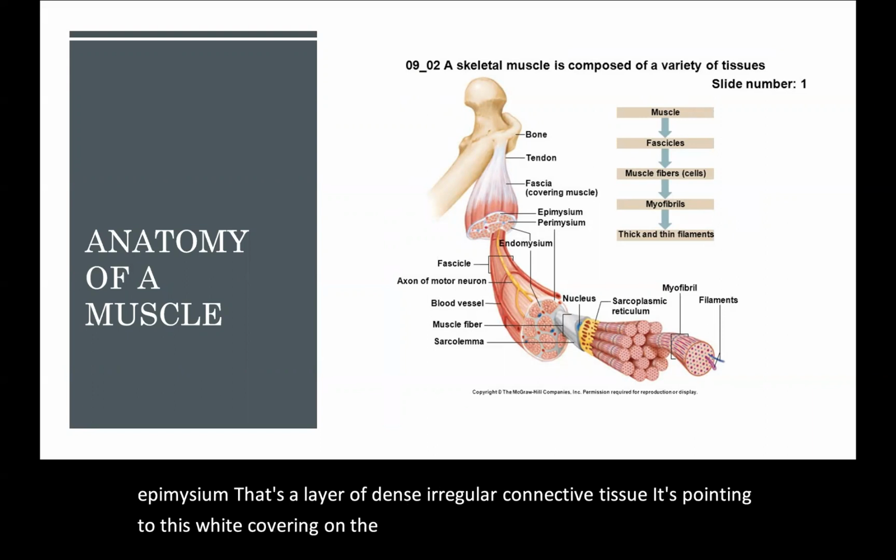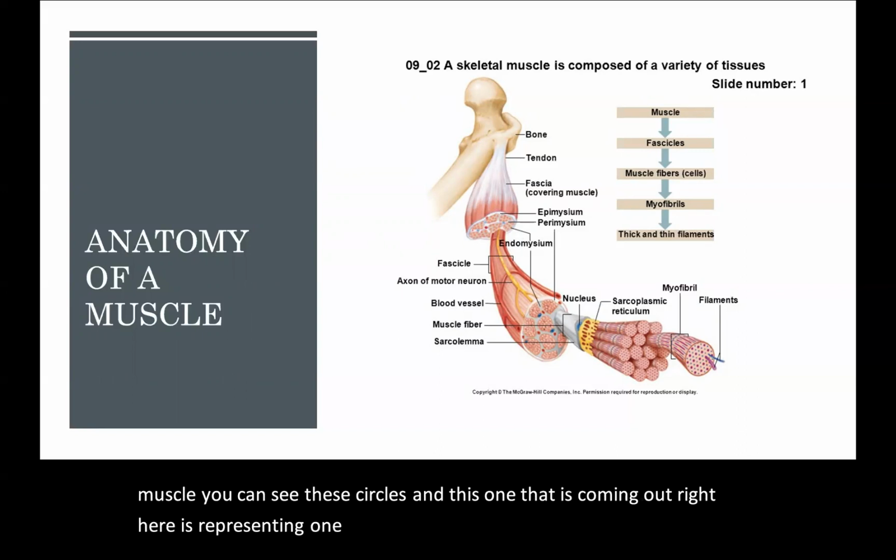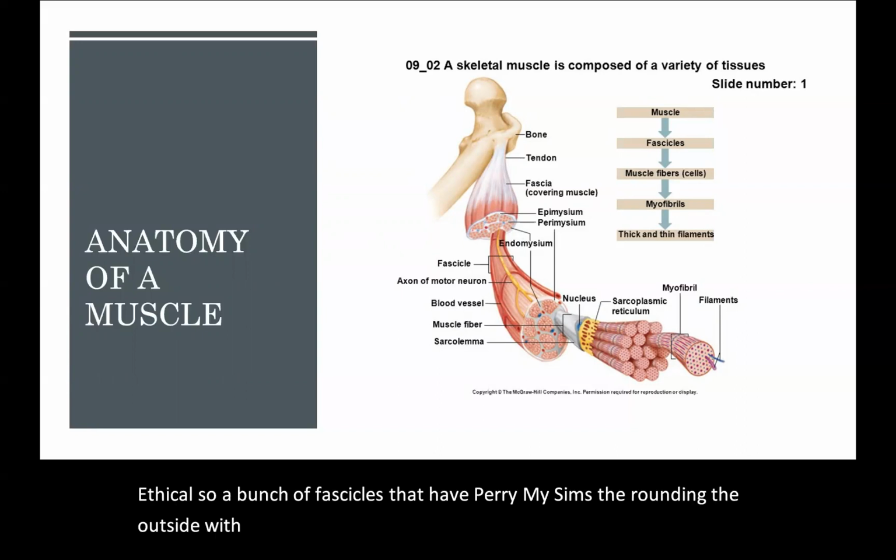And you can notice that inside this muscle, you can see these circles. And this one that is coming out right here is representing one of those circles that you can see. And this box around here is labeled the fascicle. So a bunch of fascicles that have perimysium surrounding the outside with that dense irregular connective tissue. You bundle a bunch of those together and you have a muscle.